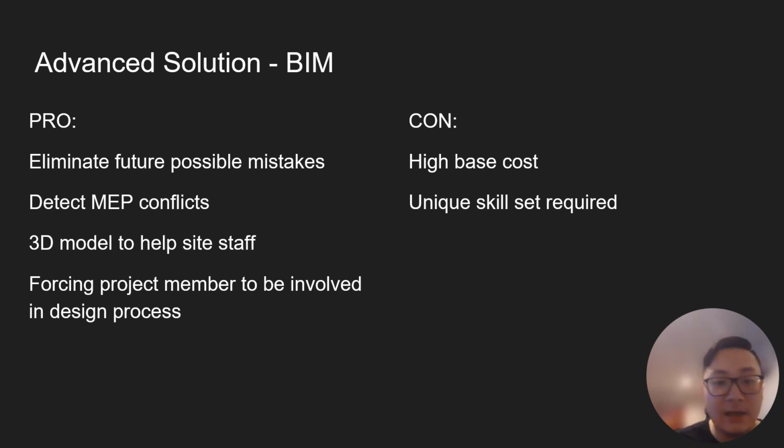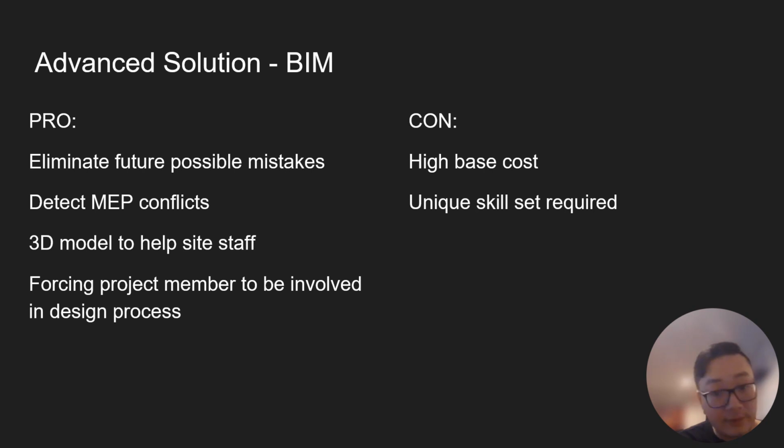And you can detect MEP conflicts really easily, since you can see the duct and you can see the pipe. You can see where each thing goes into each other, and it's really easy to coordinate as well. Since you have a 3D model, you can just spin it around for the site. It's really straightforward. Everybody can understand it, and also you are forcing the project members to be involved in the design process, because usually the Revit modeler is from the contractor team, and you're forcing them to put input into the project and how it should go.